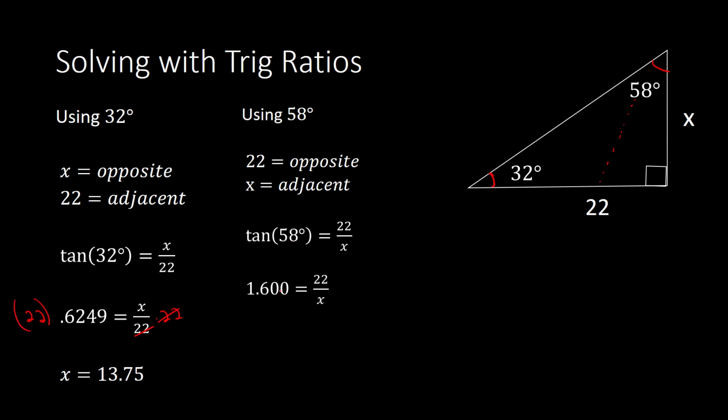To solve for x, we can think of this as cross multiplying, where this is over 1, and you have 1.60 times x equals 22 times 1. So then from here we can solve for x by dividing both sides by 1.6, and on the left we'll get this to cancel, and then we're left with x equals 22 divided by 1.6, which would equal 13.75.